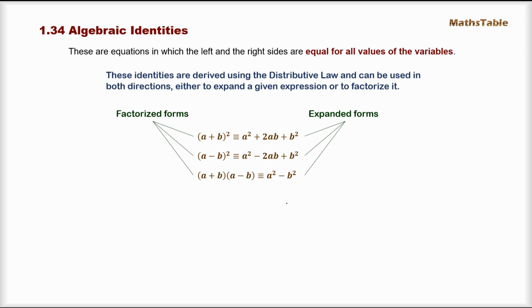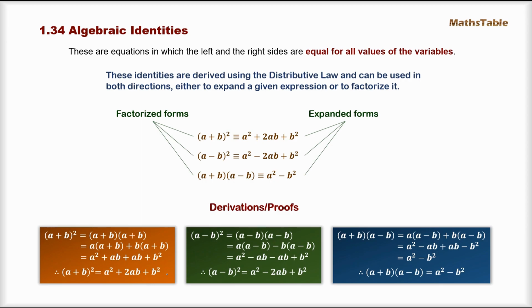Now, if we have an algebraic expression which is written in factorized form and it closely matches any of these three identities, we'll choose the matching identity, and by comparison with this identity, we can convert that expression from factorized to the expanded form. Or if we have the expanded form of an expression, we can do it in a similar way and convert it into factorized form. So this is how we can use the algebraic identities.